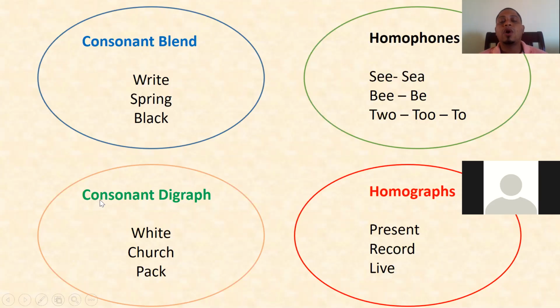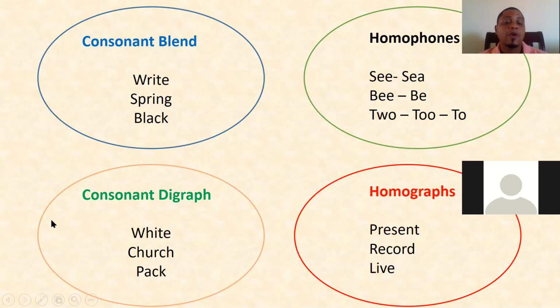Now, let's go to consonant digraph. Well, a consonant digraph is all the opposite of the consonant blend. How? Well, here in the consonant digraph is when in one word or syllable, you have two or more consonants, and the two consonants only represent one sound when they are together.